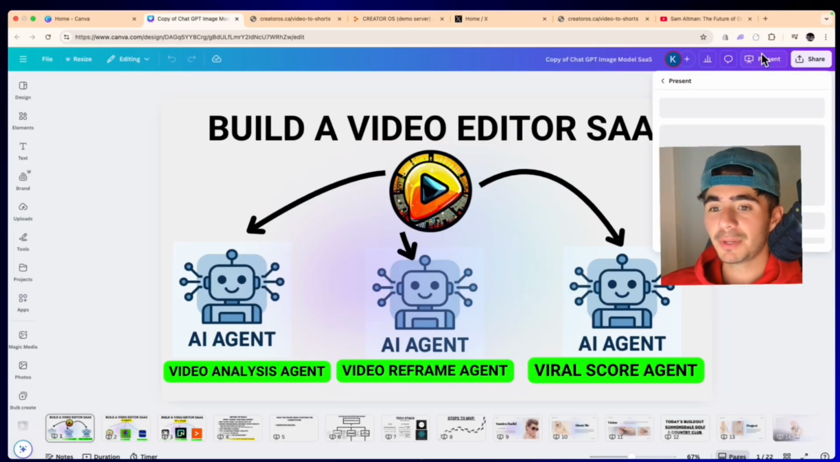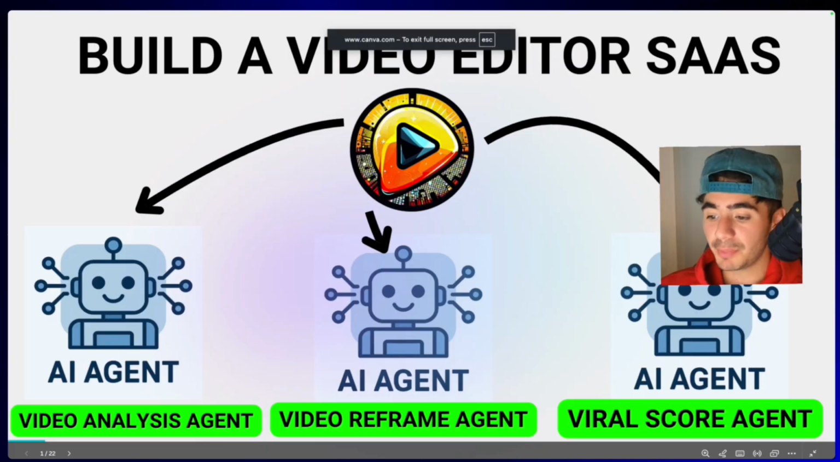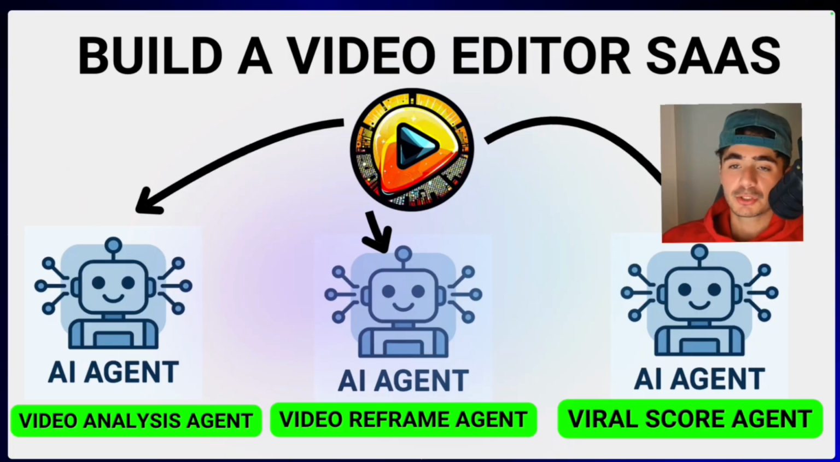So now guys, we're gonna jump into the presentation of how this is actually built, and then we're gonna start it from scratch. So guys, the video editor SaaS that we're gonna be working on today uses 3 different AI agents in the workflow. It uses a video analysis agent that takes the entire video and chunks it up into different sections that it thinks will be viral clips. It then grabs those videos and actually watches it and then reframes the different sections of the video to fit inside of a vertical format.